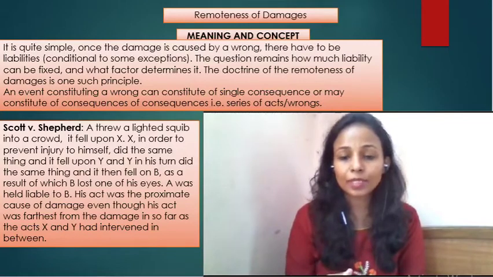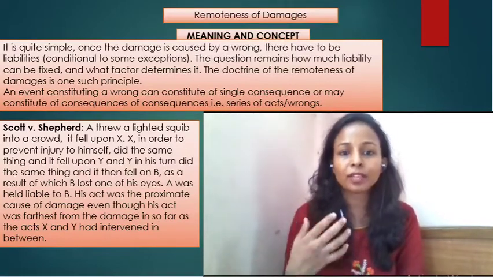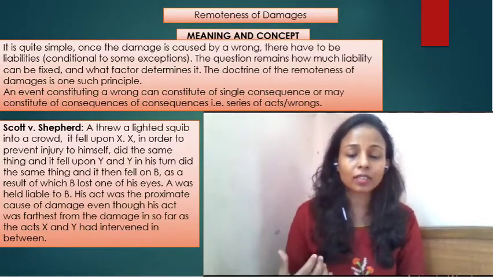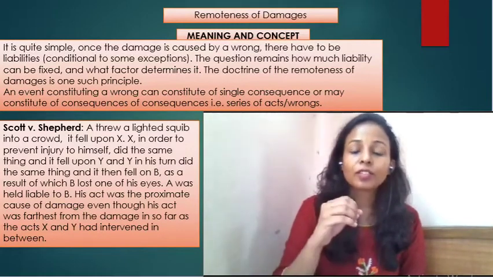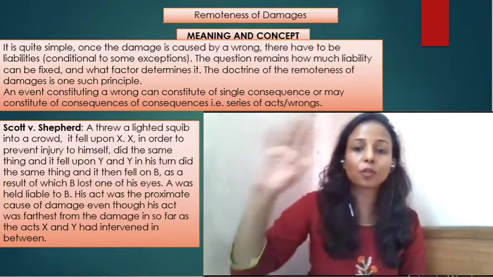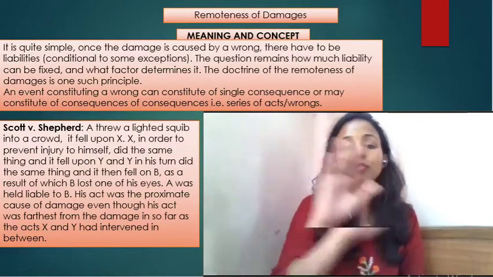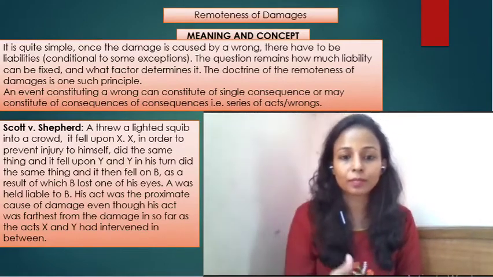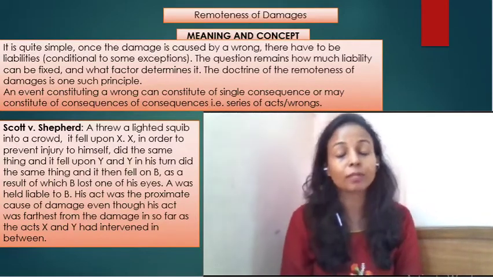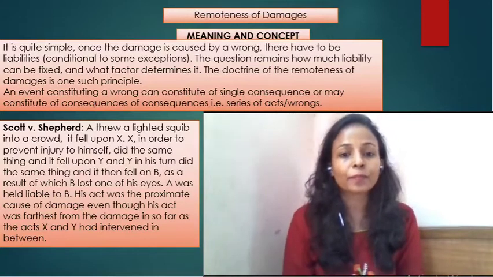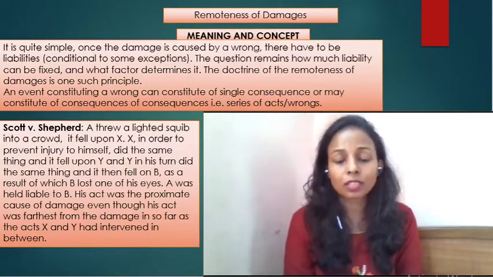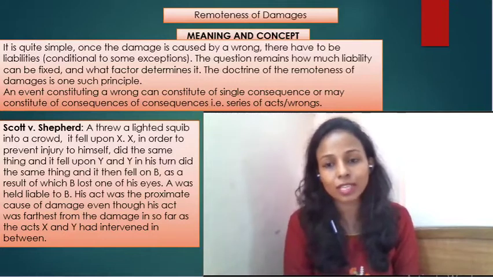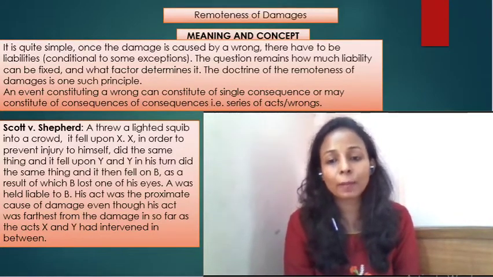In this case, Mr. A threw a lighted squib into a crowd. To save himself from that lighted squib, which was about to fall upon Mr. X, X just threw it away from him and it was going to fall on Mr. Y. Then Y again tried to save himself and threw it away, and it fell on Mr. B. Because of that, Mr. B lost his one eye. Now the question arises, who will be liable, because there is a series of transactions over here, right?